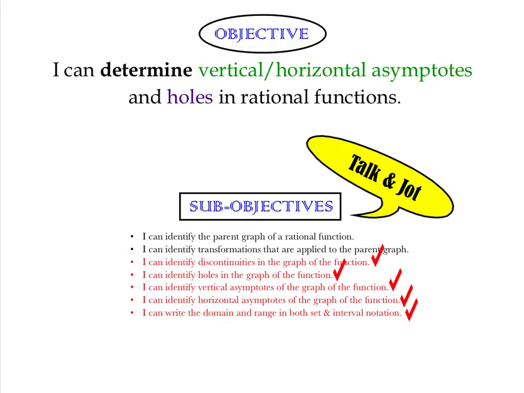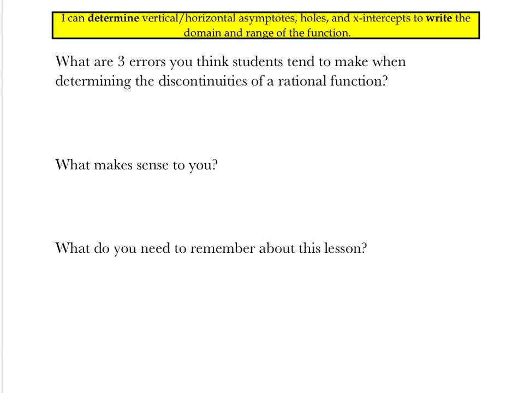So we've now met all parts of our objective. You can find the vertical and horizontal asymptotes and the holes in a rational function, as well as writing the domain and the range given specific situations. So I'd like you to write down what are 3 errors you think students tend to make when determining the discontinuities of a rational function. What makes sense to you? What's your summary? What are things you need to remember? And then what are your be sure to statements about this lesson?